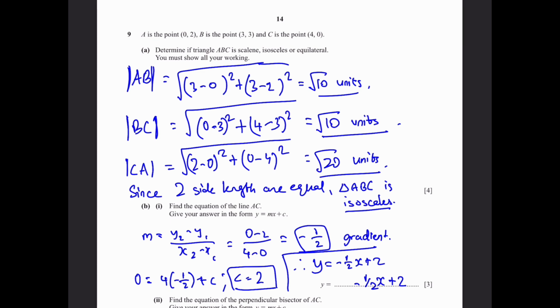If you wanted to check that, you can substitute the value of A as well. There's the x, there's the y. So therefore, minus half times 0 plus 2, which is 2. And the y value is indeed 2. So this is the correct equation.